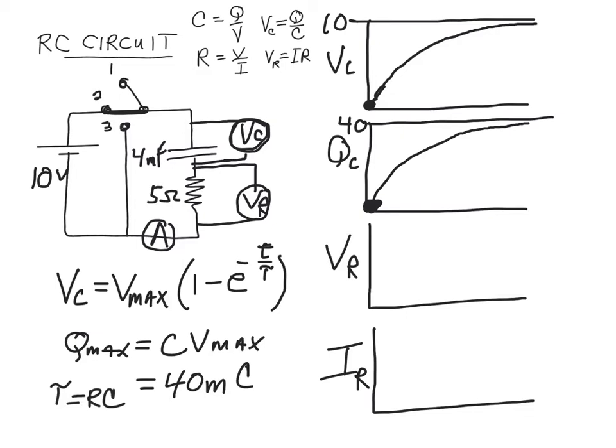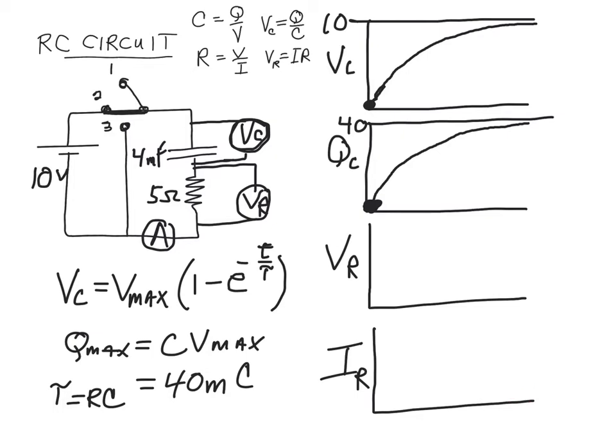Now, what's happening at the voltmeter across the resistor, and what's happening at the ammeter? In other words, what are these graphs going to look like? So pause for a second and see if you can answer that question. What you should come up with is that in the beginning, when the charge is rapidly flowing onto the capacitor, the current is high, and when the charge stops going onto the capacitor, the current goes to zero. So this is going to decay exponentially.